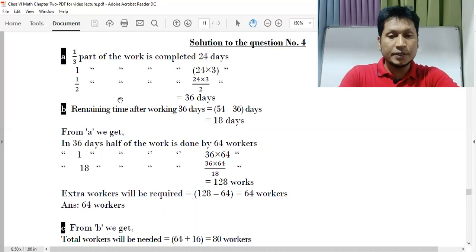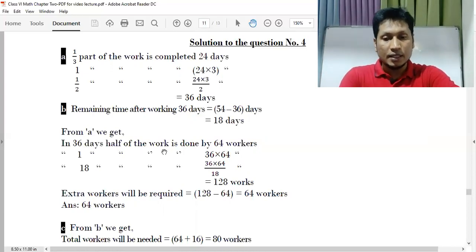Okay, so half part was done in 36 days. Then after 36 days, remaining work was 18 days. Remaining days left to them was 18 days. From part A, we see that in 36 days, half the work was done by 64 workers. In 36 days, half part was done by 64 workers.